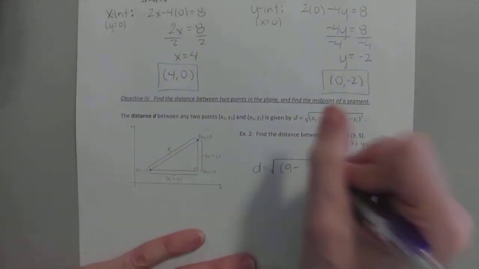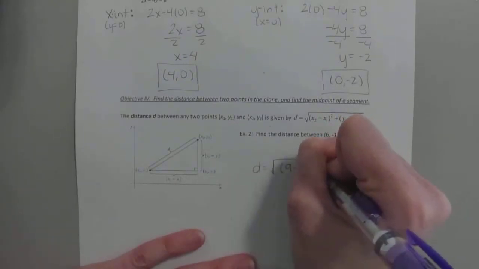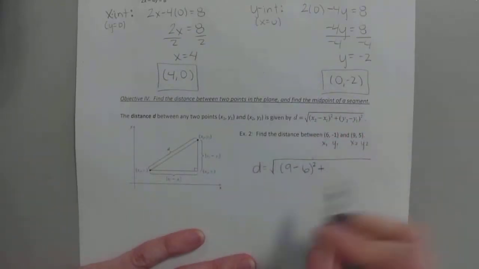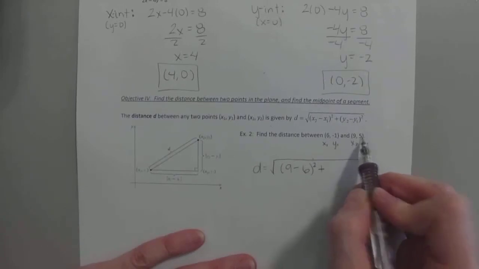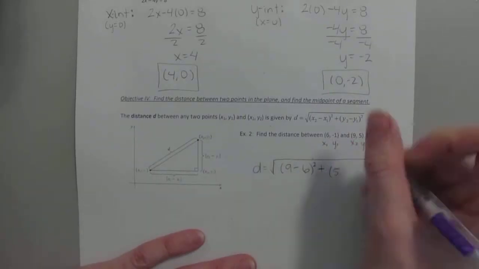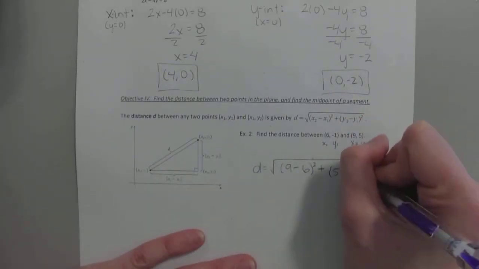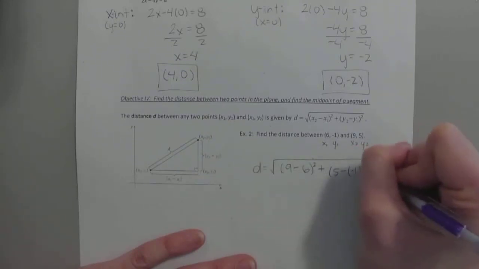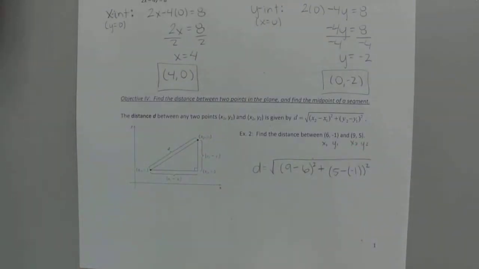So we're first going to do x2, which is 9, minus x1, which is 6, the quantity squared, plus, since I chose 9 first, guys, his y of 5 must be first, minus, this is kind of awkward, negative 1 squared. So that's kind of weird because you have double parentheses, but I never like two signs butting up to each other, so I always put a negative in parentheses there. All right, so order of operations, what are we going to do?